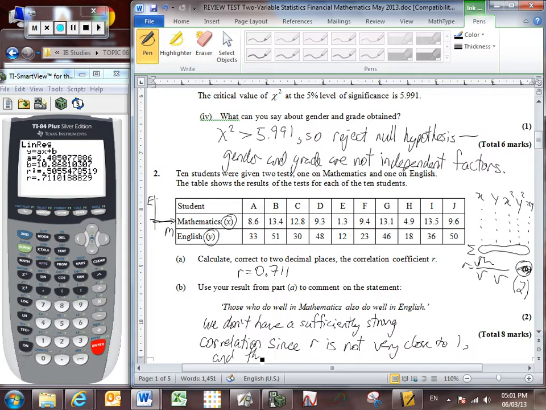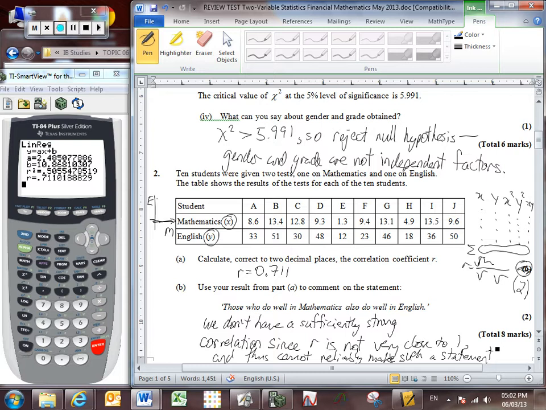And thus we cannot reliably make such a statement, such as that someone who does well in math will also do well in English. There's not enough evidence to be certain. Only 71% certain? That's not really very useful.